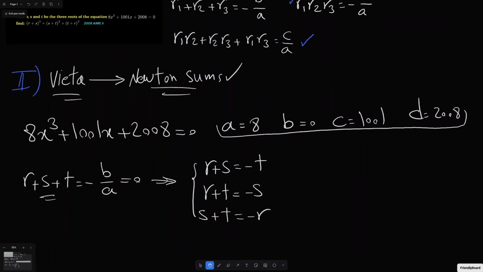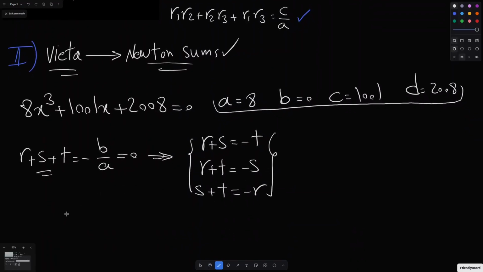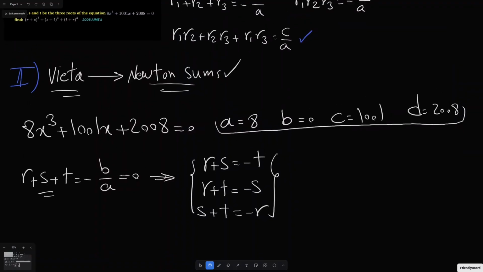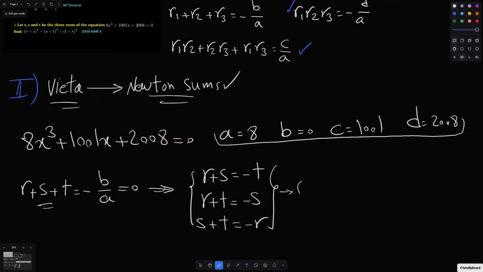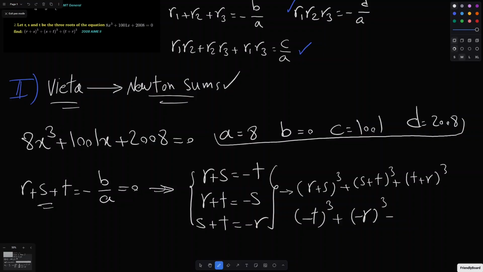So now using this and what the problem is asking, the problem is asking us to calculate (r plus s) to the power of 3 plus (s plus t) to the power of 3 plus (t plus r) to the power of 3. Now let's just substitute every single term here. R plus s equals minus t, to the power of 3. For the other one, this is going to be minus r to the power of 3 plus minus s to the power of 3. Perfect.